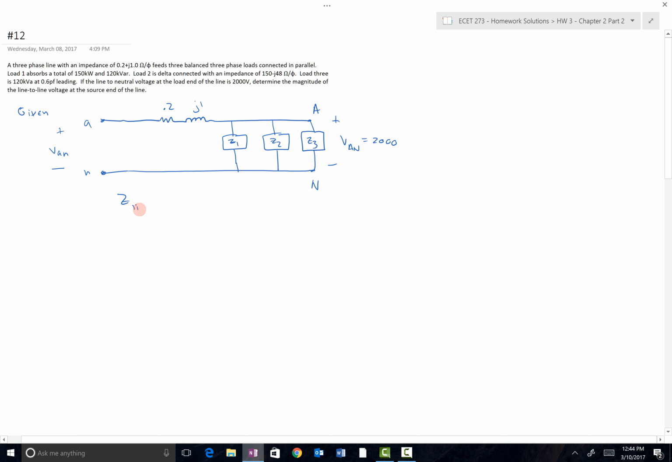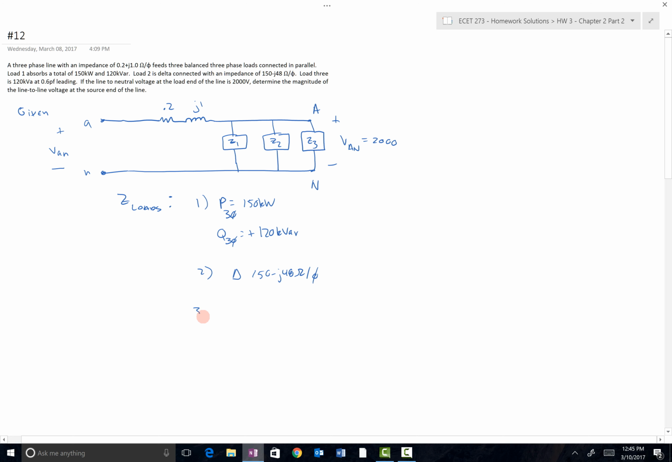We're also told a little bit about each of these Z loads. Load 1, we were told that it absorbs 150 kilowatts and 120 kilovar, so that means the power on a three-phase basis is equal to 150 kW. And we know that the Q on a three-phase basis is equal to positive 120 kilovar. It says it absorbs, so that means positive 120 kilovar. For load 2, we were just told that it's delta connected at 150 minus j48 ohms per phase.